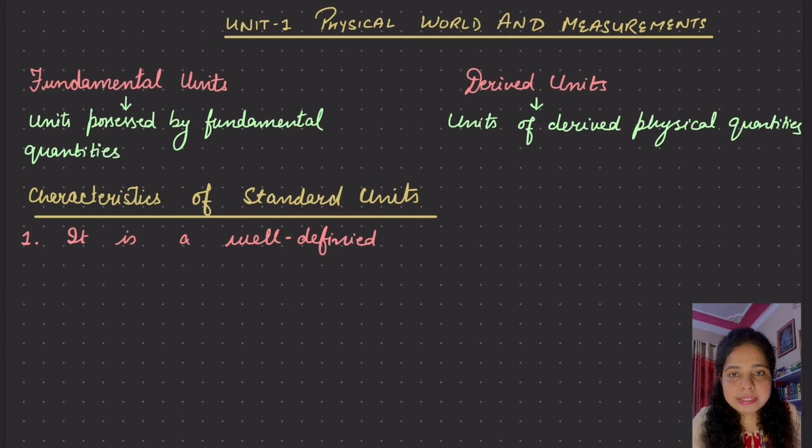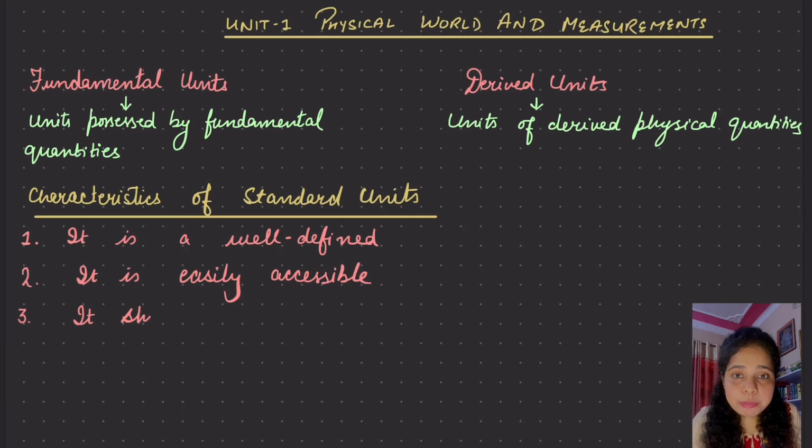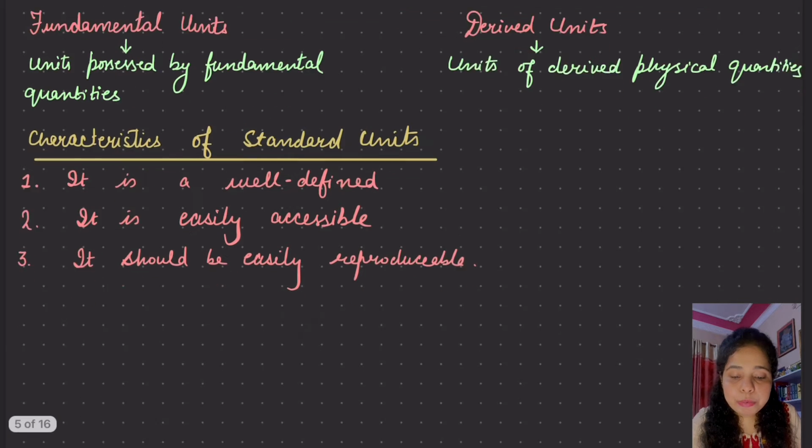The second characteristic is that it is easily accessible. The unit which is easily accessible, that is, a lot of people can take that unit, buy that unit, it is easily available to everyone. Only then we can describe it as a standard unit. Then the third characteristic is that it should be easily reproducible. So if any kind of damage occurs, we should have a unit which could be produced easily, that is, it should be easily reproducible.